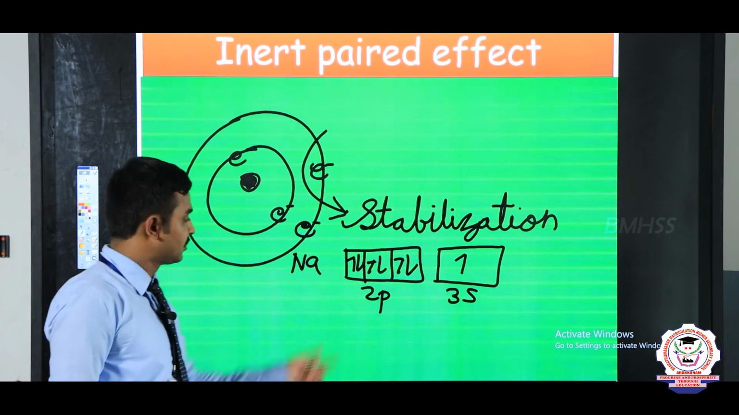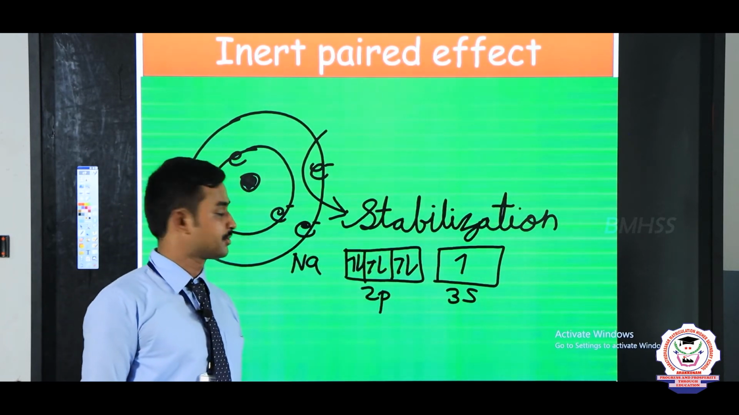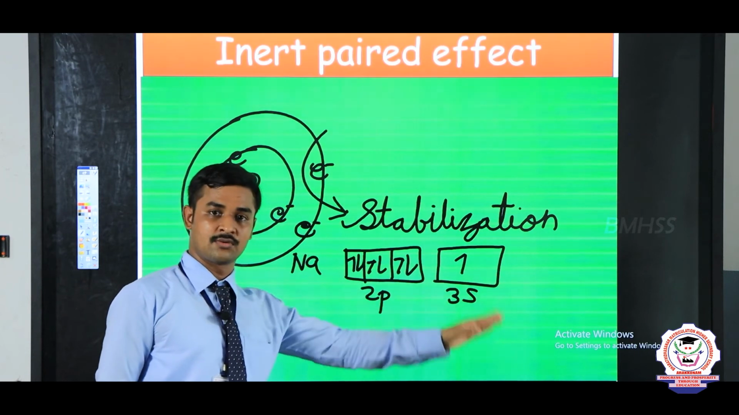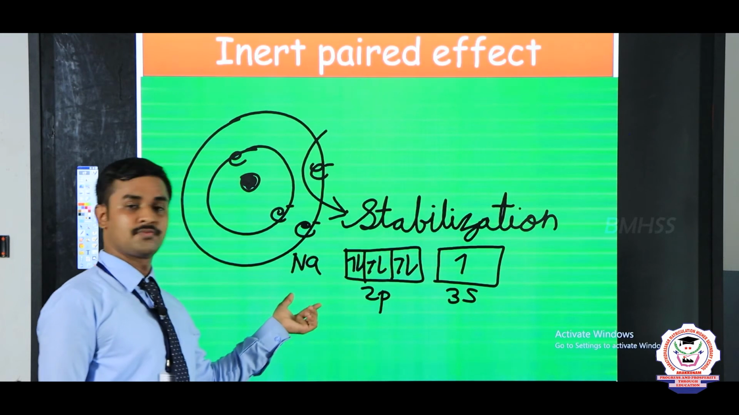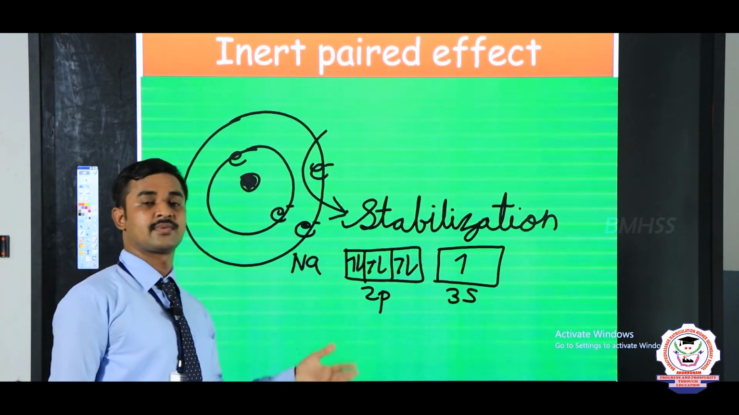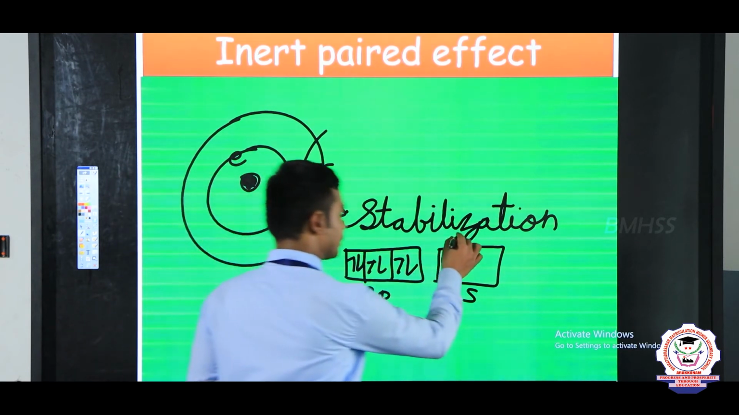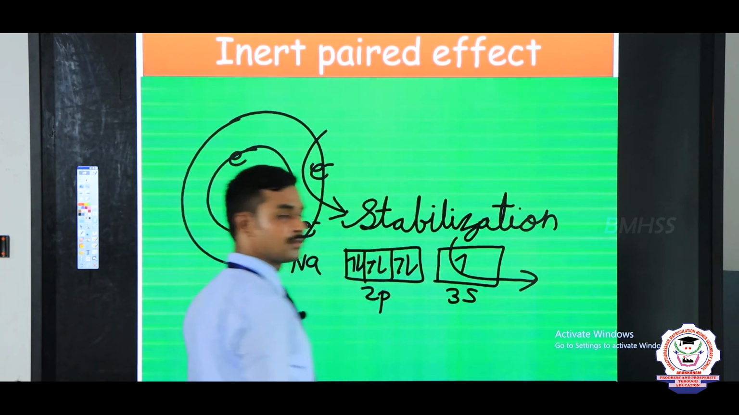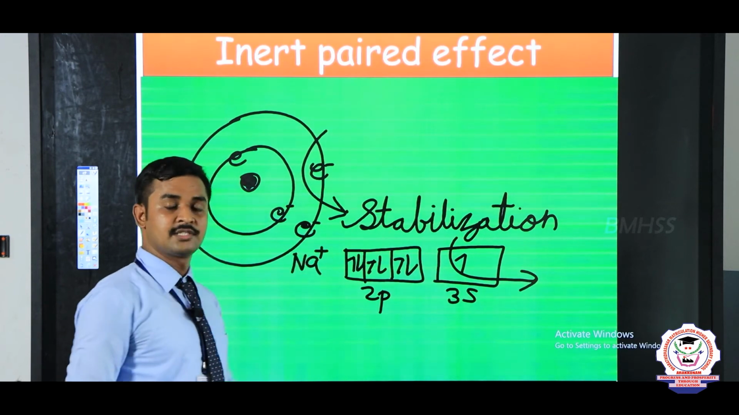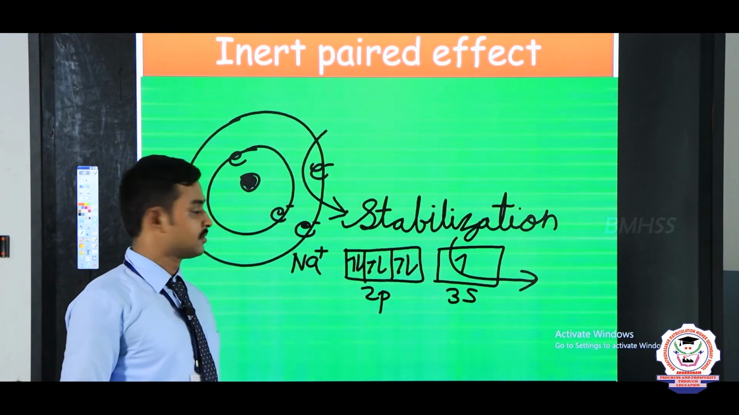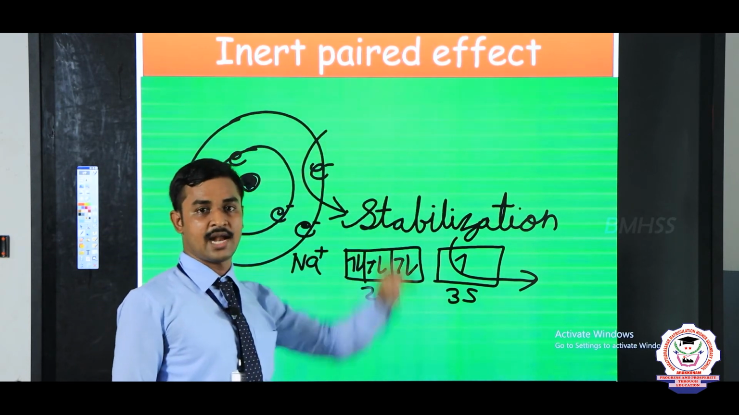Here you can see 2p is completely filled, but 3s contains only one extra electron. So, when this electron goes out, the completely filled p orbital configuration is responsible for stabilizing the sodium. So, to get the stabilization, the sodium sends out one electron to the other atom and it changes into Na plus, and sodium gets stabilization. So, this method is called the inert pair effect of the atoms.